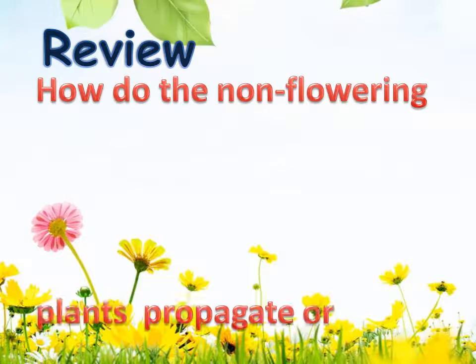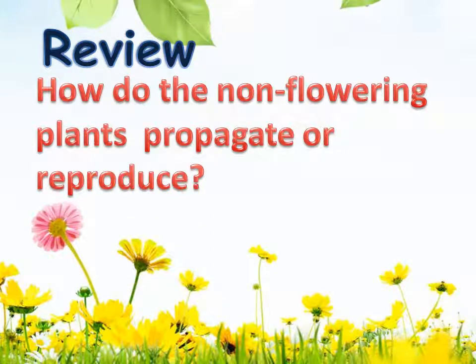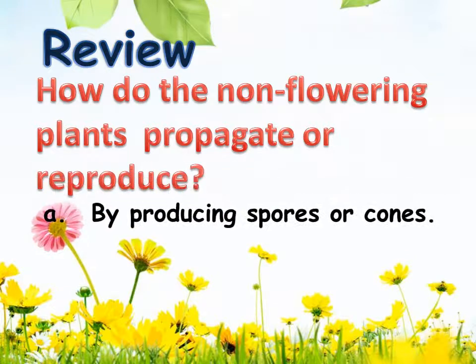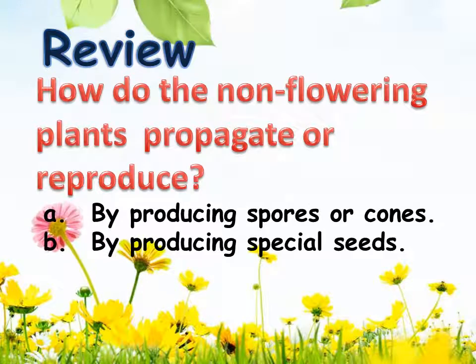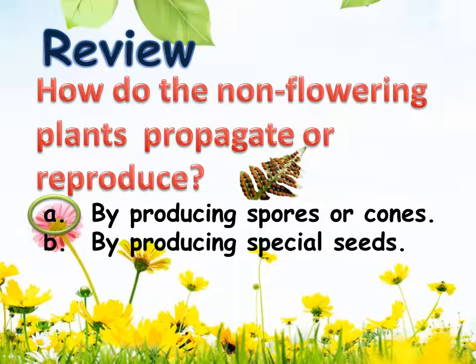Next, how do the non-flowering plants propagate or reproduce? Or in other words, how do they multiply without the seed and the fruit? A. By producing spores or cones. B. By producing special seeds. The answer is A. By producing spores and cones. This is spores and this is cones.